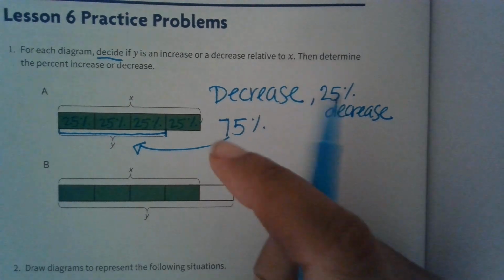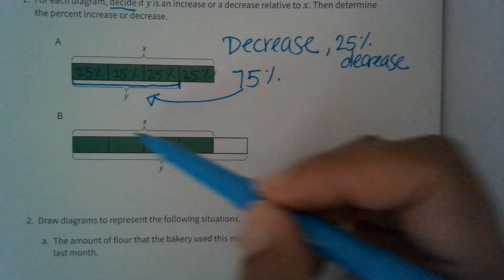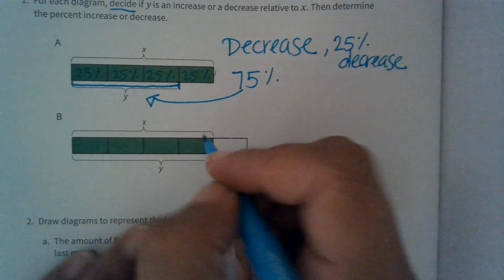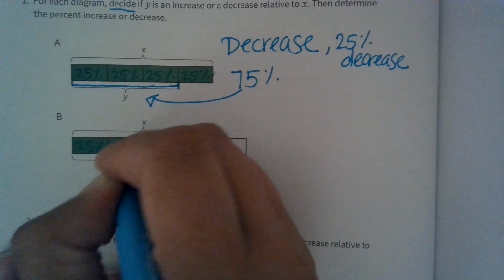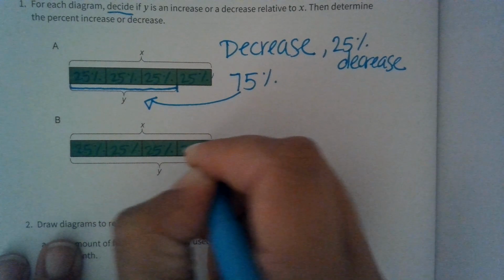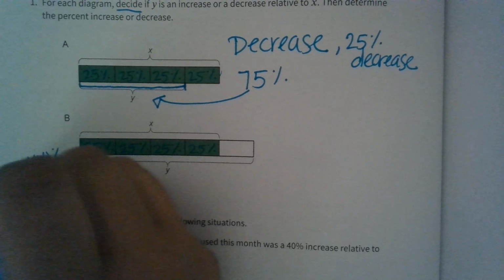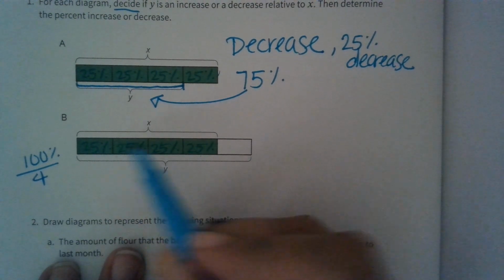I lost this piece. Now, when I look at this one, again, x, all 4 of these boxes represent x, but you have to start at 100. And again, you're telling me each box is 25% then. Again, how do I get 25? I take 100%, divide by the number of blocks I see, which is 4. And that's how I get 25.